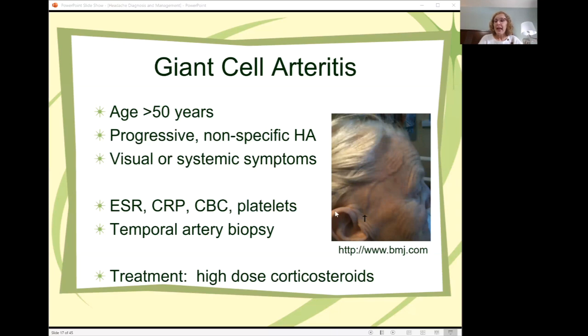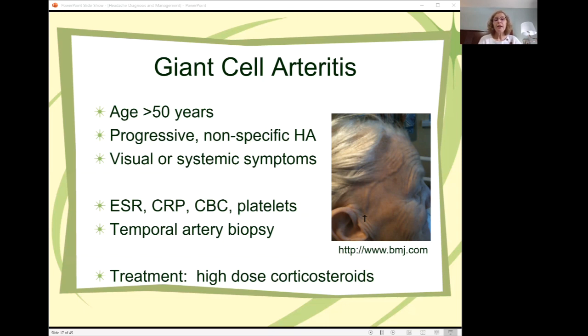Look for a tender, thickened temporal artery with a decreased pulse. Visual symptoms that are associated with giant cell arteritis include amaurosis fugax, permanent vision loss, or double vision. Other findings that may help make this diagnosis include jaw claudication, as well as scalp tenderness or necrosis along the artery. Systemic symptoms of polymyalgia rheumatica may also be present, including fever, malaise, weight loss, or muscle pain.